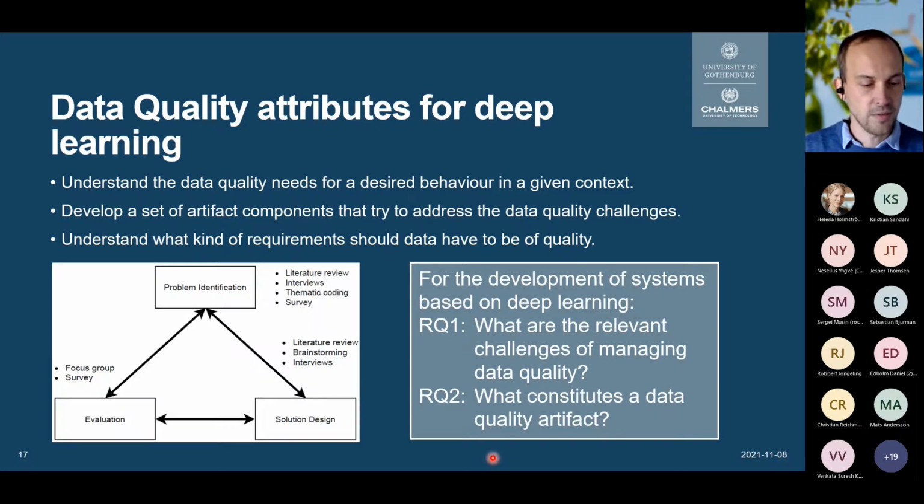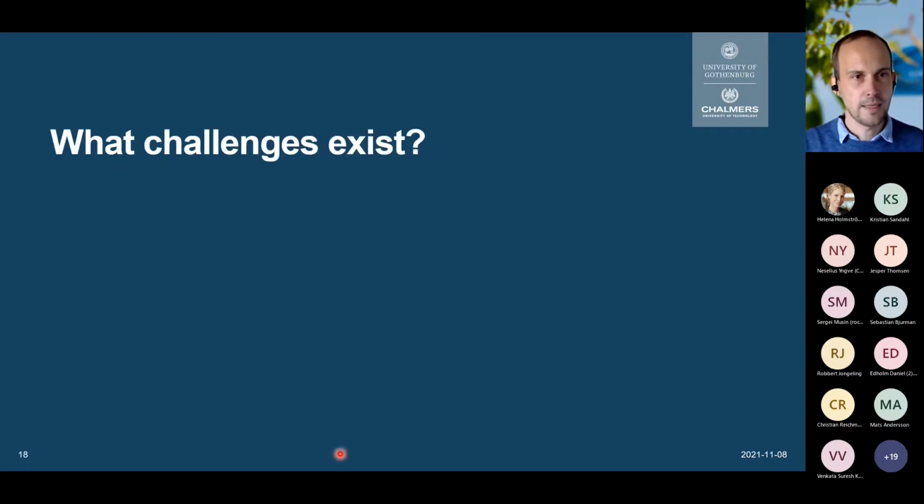As I said, we performed a design science study which contains 3 steps. We did a problem identification using literature review, interviews, thematic coding, and a survey. We developed a proposal for the solution design, again using literature review, brainstorming with a partner company, and interviews. And we evaluated the solution using a focus group and survey. So first, we identified what challenges exist in defining data quality attributes for deep learning.